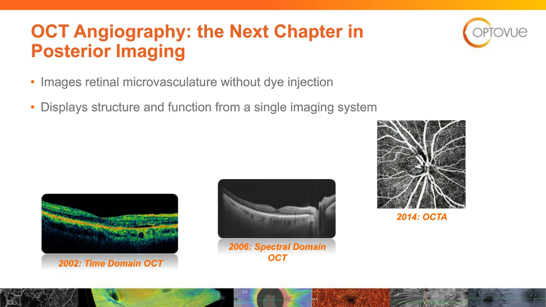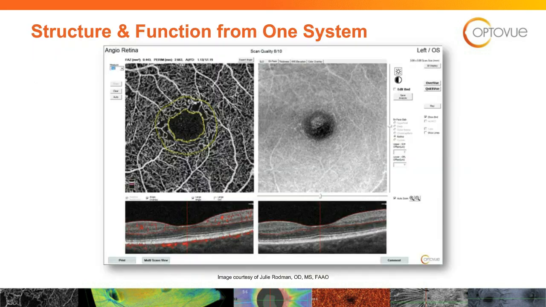So it displays structure and vascular integrity, vascular function from a single system, and I think that really is a game changer to have structure and vascular function all in one. And we're going to go through a lot in the next 45 minutes on interpretation. How do you look at these scans? What is normal and what is abnormal?